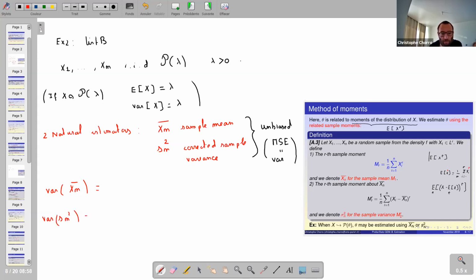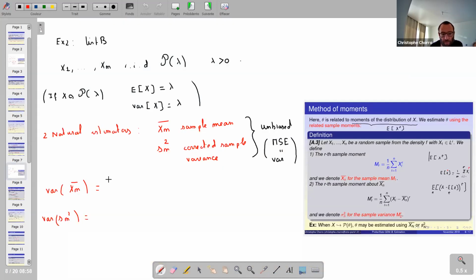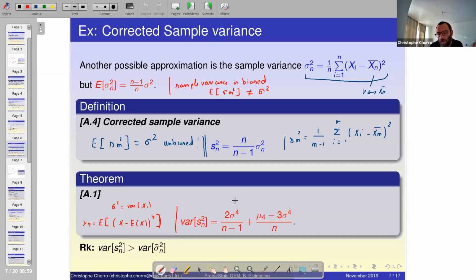And I know them because it's something that I have reminded before. For the sample mean, the variance of the sample mean is just the variance of each element of my sample divided by n. So here it is just lambda over n. For the corrected sample variance, we have a formula that is a little bit more complicated. That is this one.